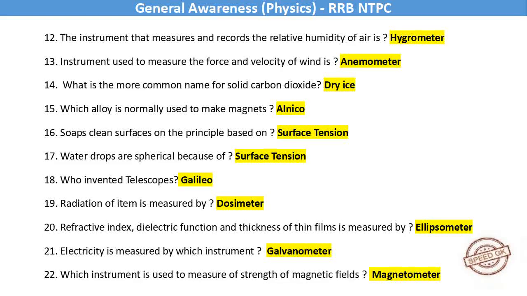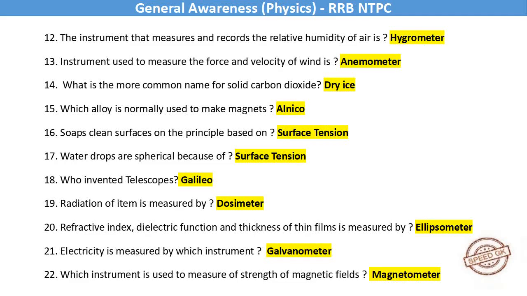The instrument that measures and records the relative humidity of air is hygrometer. The instrument used to measure the force and velocity of wind is anemometer. What is the more common name for solid carbon dioxide? Dry ice. Which alloy is normally used to make magnets?